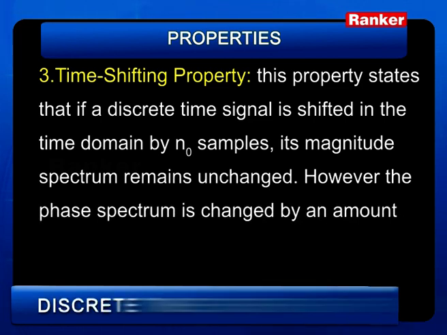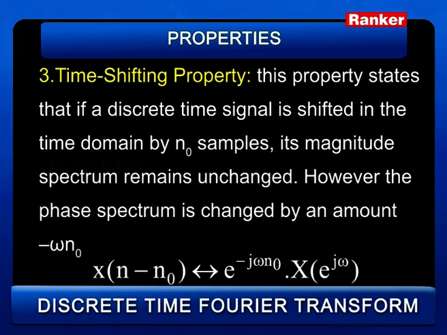It is called the time shifting property. This property states that if a discrete time signal is shifted in the time domain by n0 samples, its magnitude spectrum remains unchanged. However, the phase spectrum is changed by an amount omega n naught. That is, x of n minus n naught will have a discrete time Fourier transform equal to e to the power of minus j omega n naught times X of e to the power of j omega.